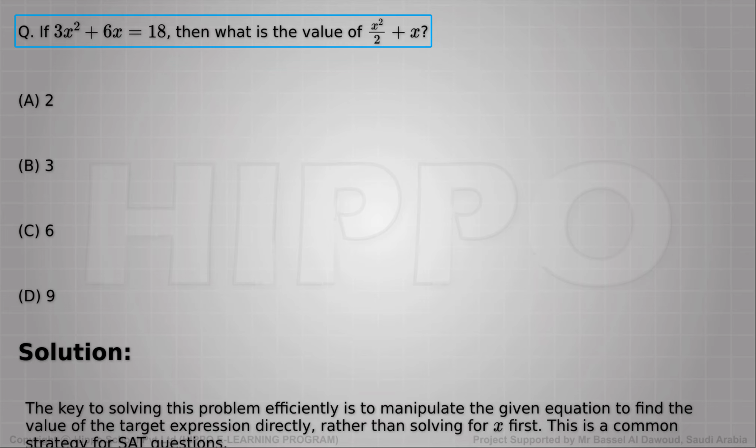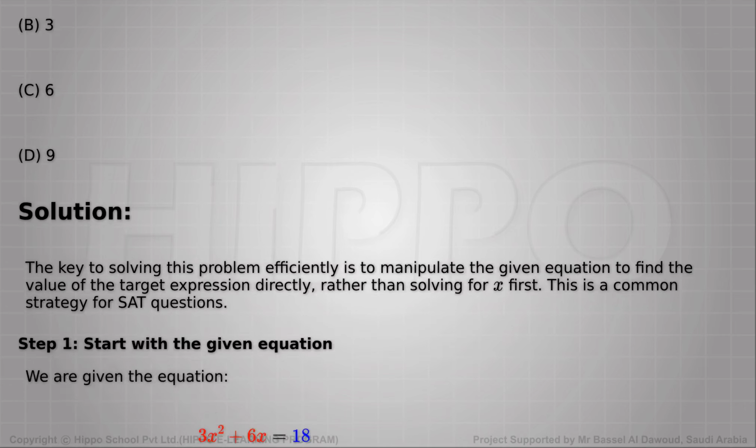Notice the expression we need to find. It looks related to the first equation. Our goal will be to manipulate the given equation to match the target expression, which is a much faster method. All right, let's begin.